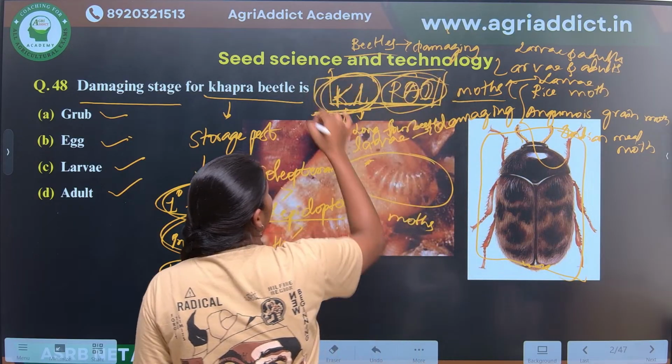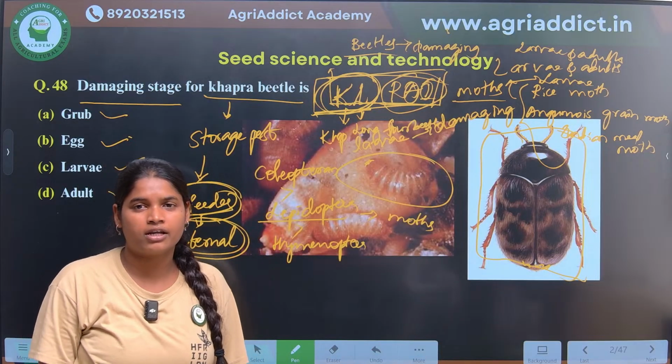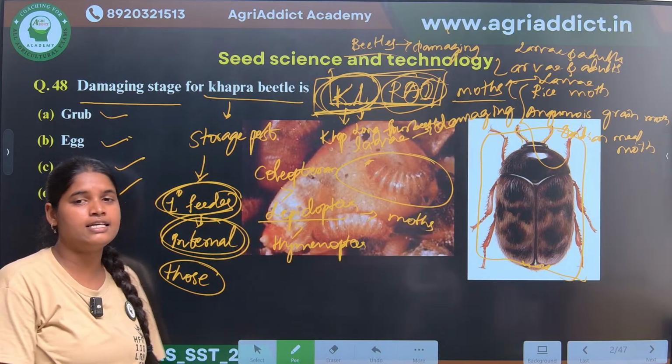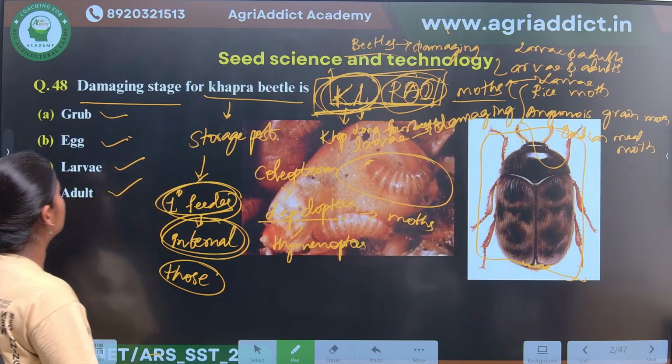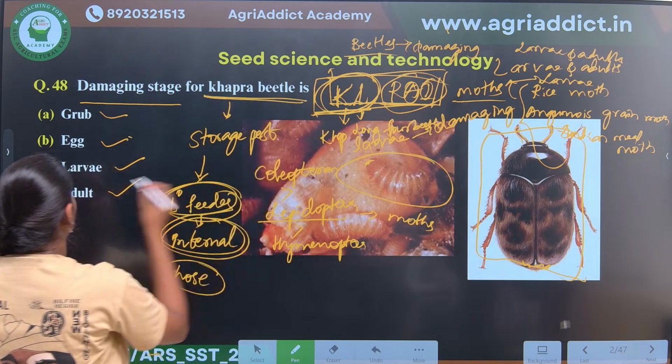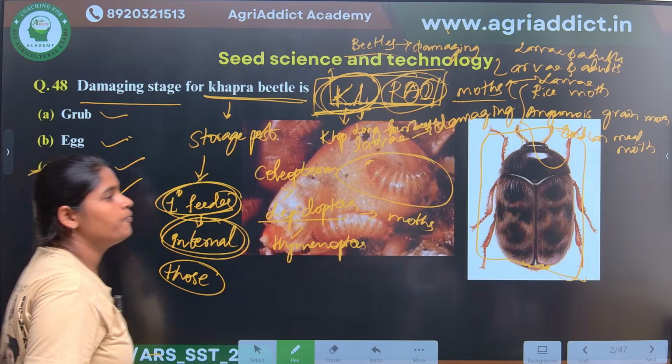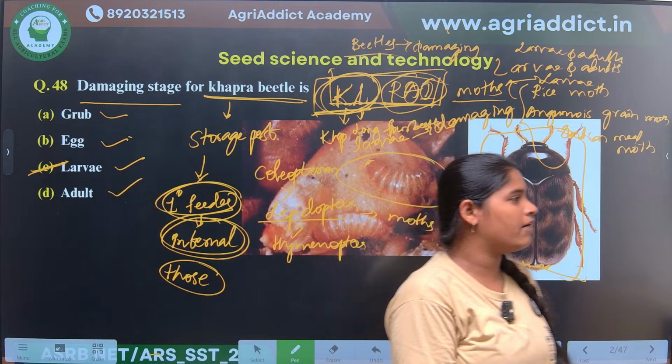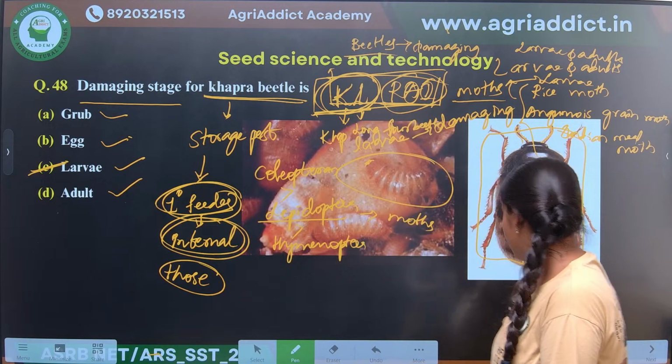Since you can't remember for every pest, you have to remember the exceptions so that you can easily exclude the options in an exam. So, based on this, we can say that the damaging stage for Capra beetle is larvae. Right. So many people have answered it. Let's go to the next question.